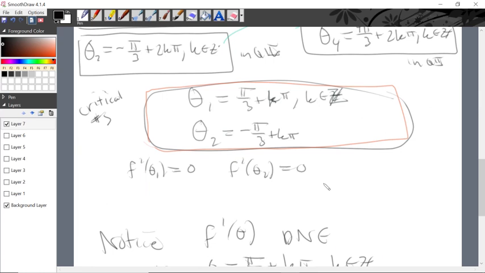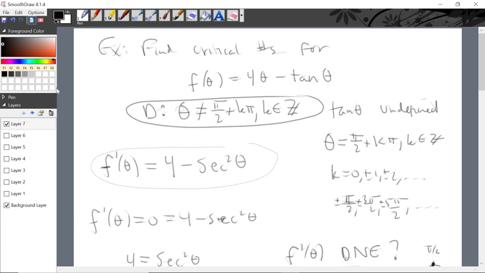The critical numbers that we would want to check would be all of these here, and that's plenty, because this is an infinite amount of numbers that we would want to check, if we were asked to do that. Okay, so a lot of practice in trigonometry there.